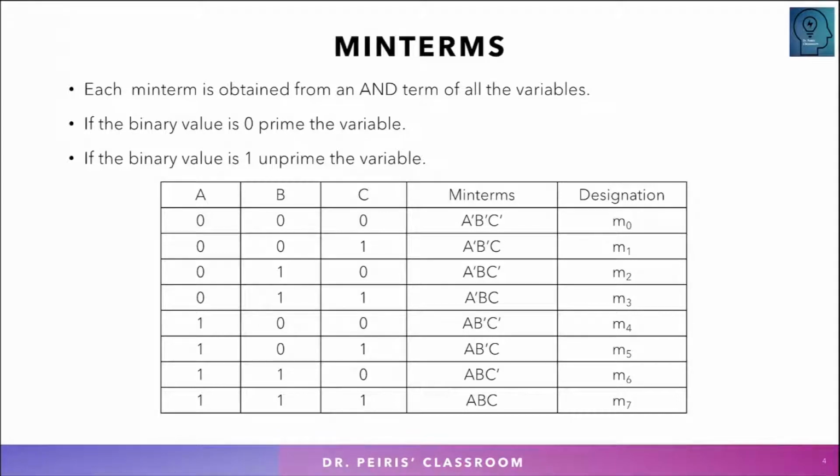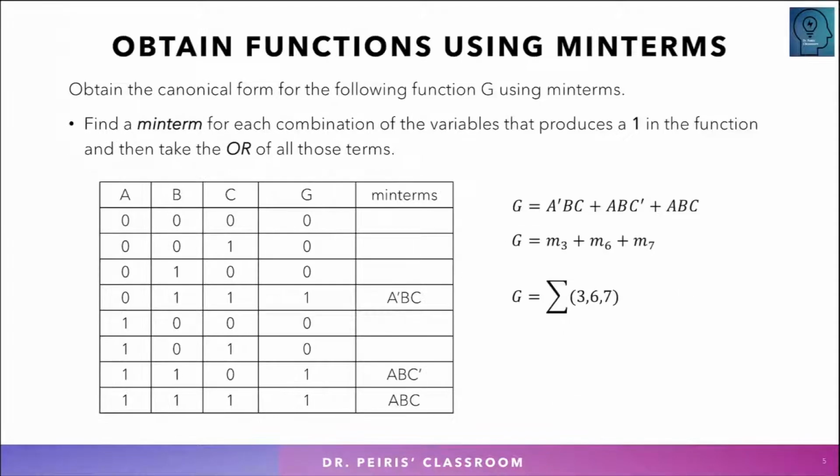Now let's see how we use these minterms to write down the functions. We're going to obtain the canonical form for the following function g using minterms. These are inputs A, B, C, and the output function is g. This is the output column for g. So how do we obtain the canonical form? We first need to find the minterms for each combination of the variables that produces a 1 in the function. And then we take the OR between all of those minterms.